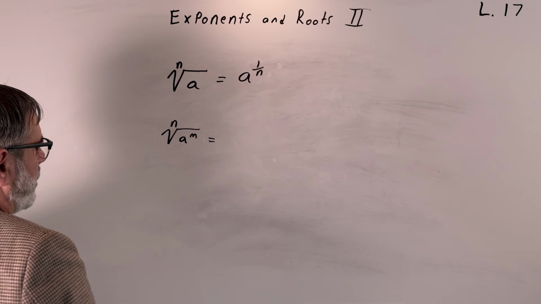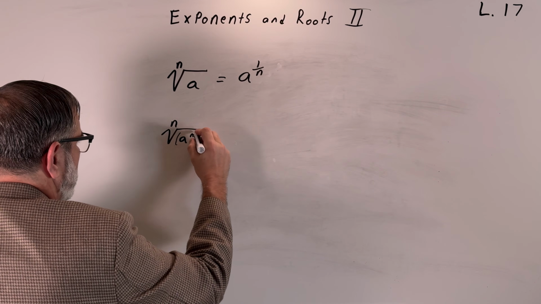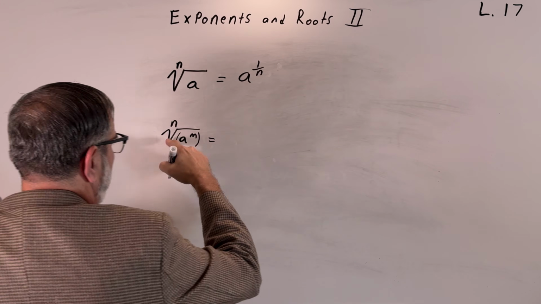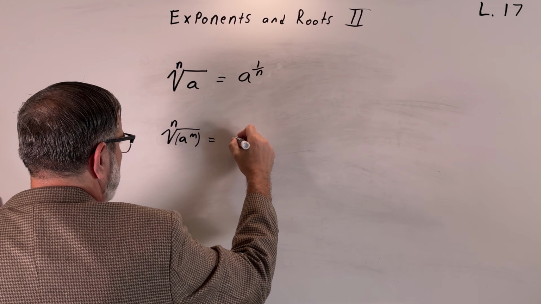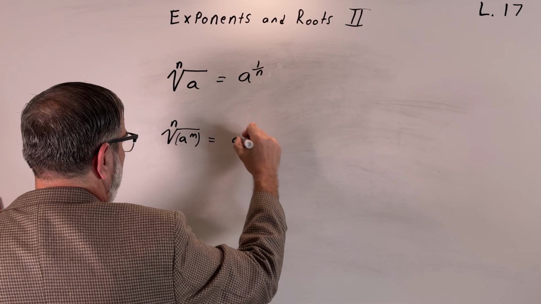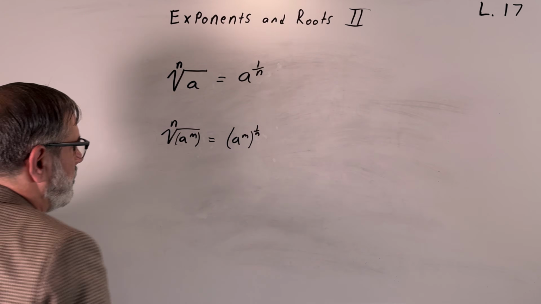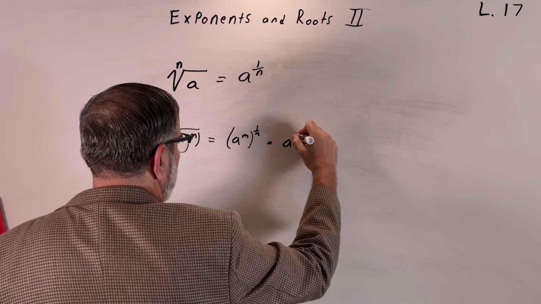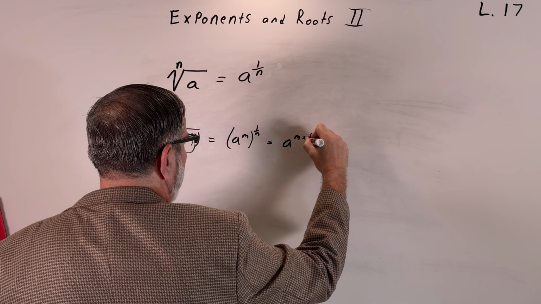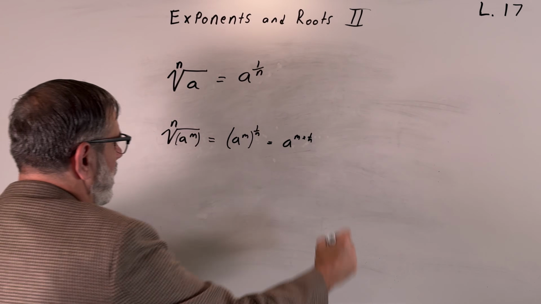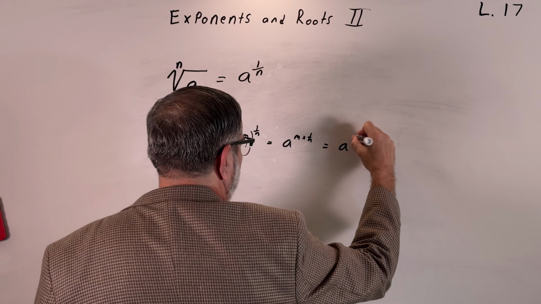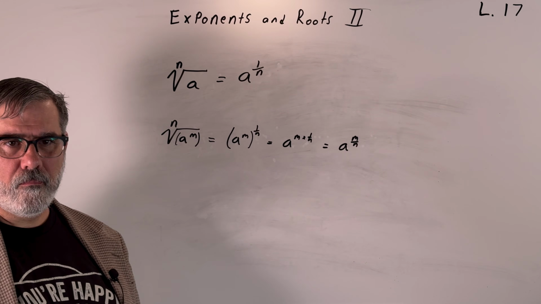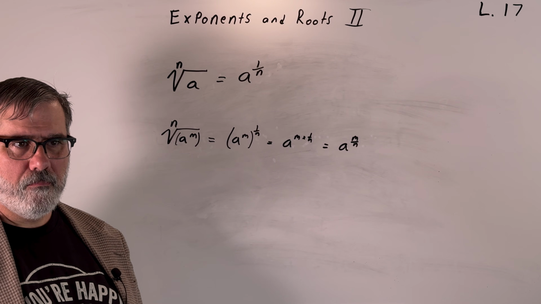Well, a to the m, we already have that. So we can think of this as the thing that we want to raise to the 1 over n power. So we'll write this as a to the m raised to the 1 over n power. We'll then use the power rule to rewrite this as a to the m times 1 over n. But that is the same thing as a to the m over n power. Does that make sense? Good.